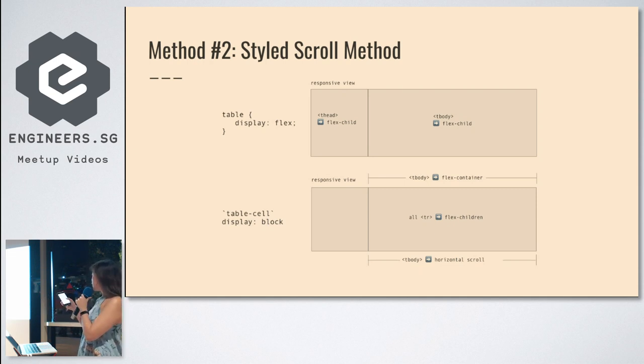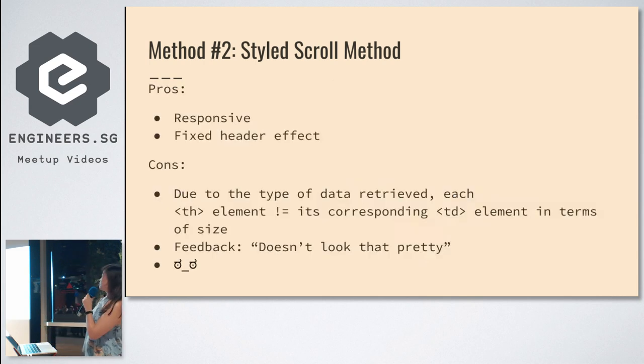you make the T body element a flex container. So when you do that, you actually make all the rows, or all the TR, flex children as well. So that means everything will be laid out in a single flex line. And you also have to have every table cell have their display set to block instead of the default table cell. So it would work on a smaller viewport, so it's kind of responsive, and there's a pretty cool fixed header effect, so you can refer to what is what.